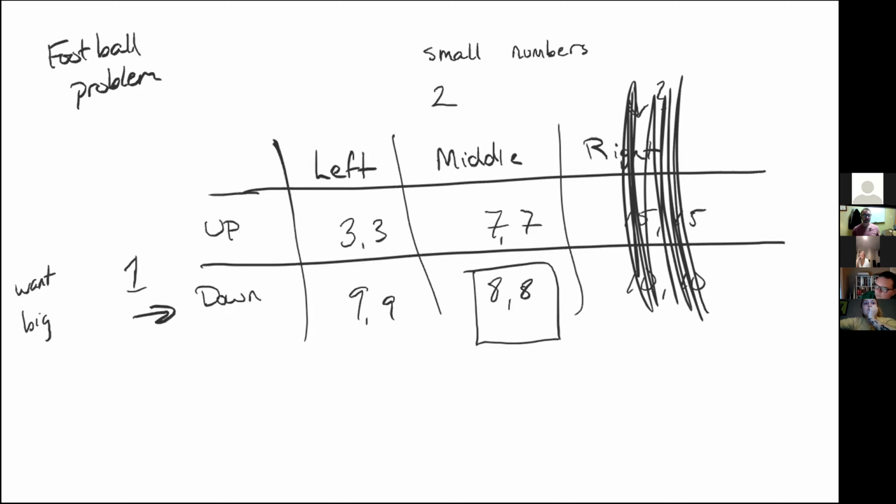So at the outset, nobody had a dominant strategy. But once we eliminated the dominated strategy, which was player 2 playing right, then player 1 had a dominant strategy of down. And because we know that they're going to play their dominant strategy, player 2 can pick left or middle, and they'll play middle. Does that make sense?